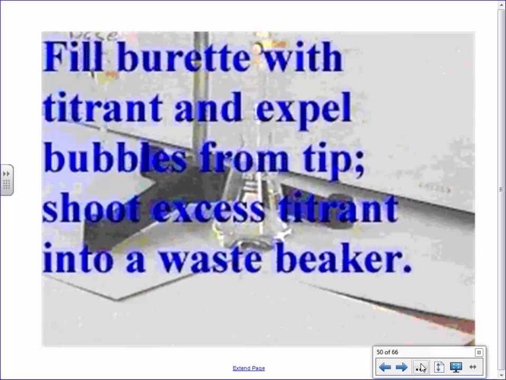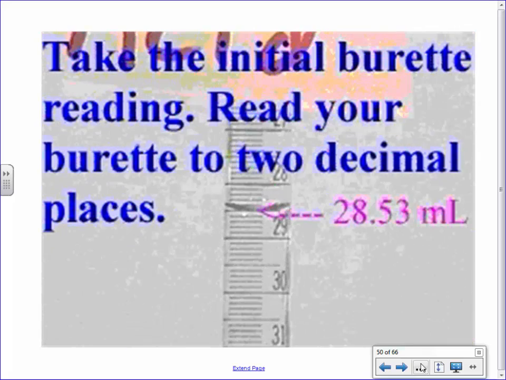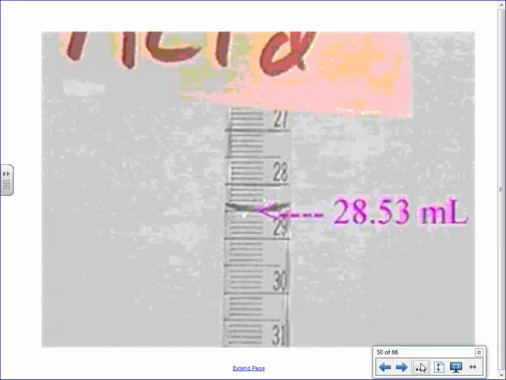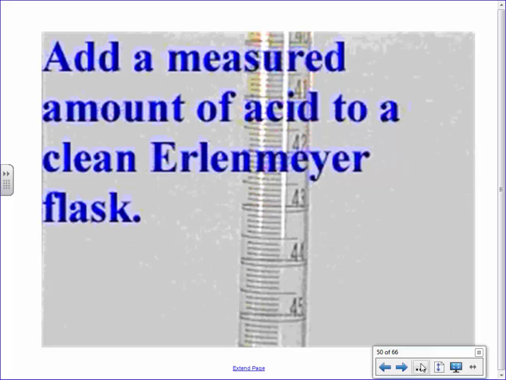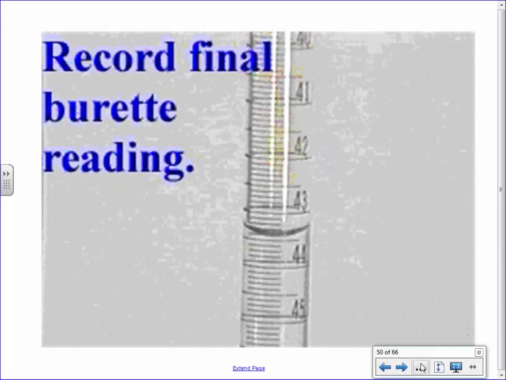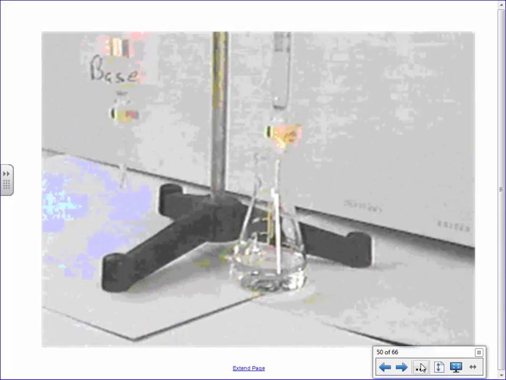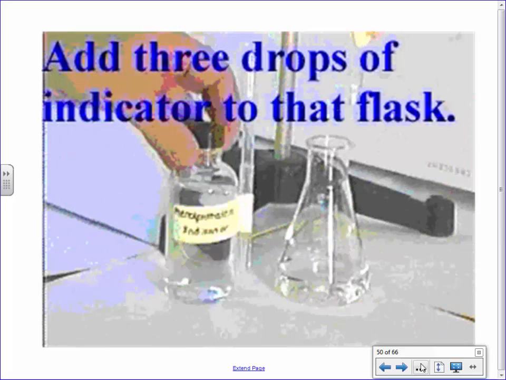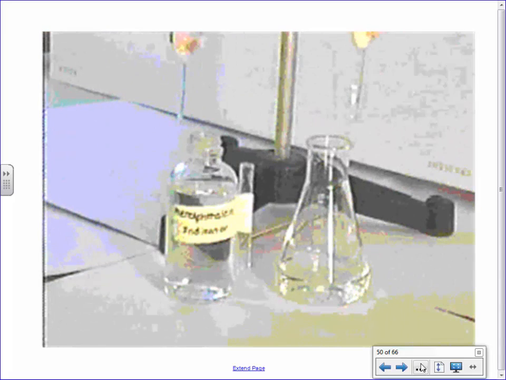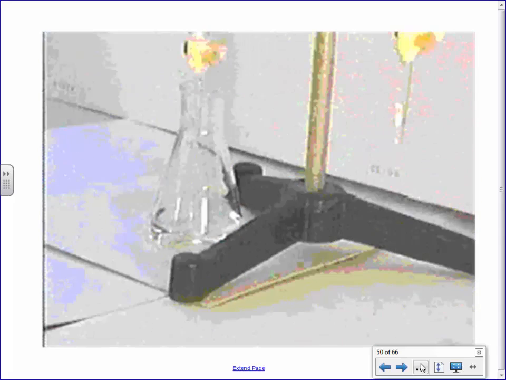Start by filling some acid in the top of your burette, and record the initial amount. What they've done now is, there's some acid sitting in the bottom of the flask. Okay. You're going to put 3 drops of indicator in the bottom of the flask, and when you do that, acid and indicator is clear. So that's why this is still clear.